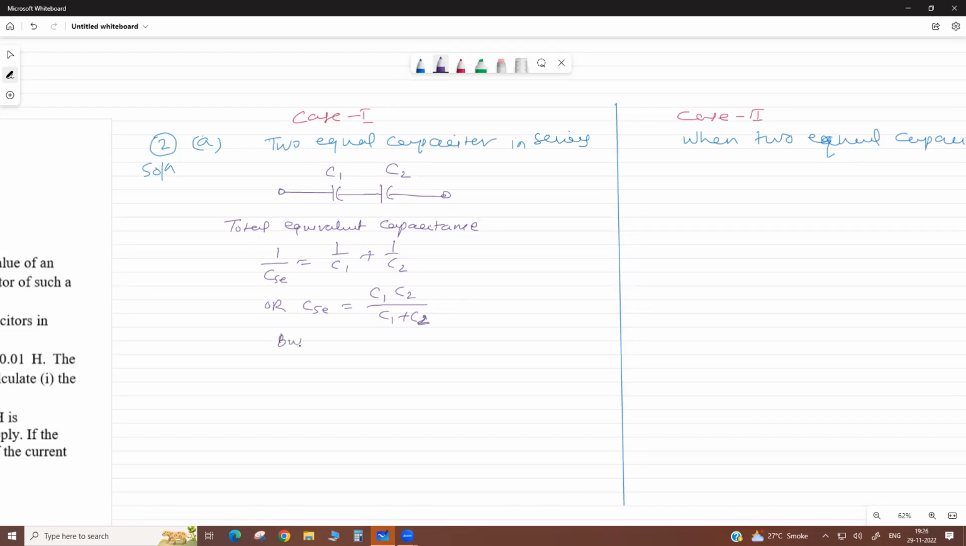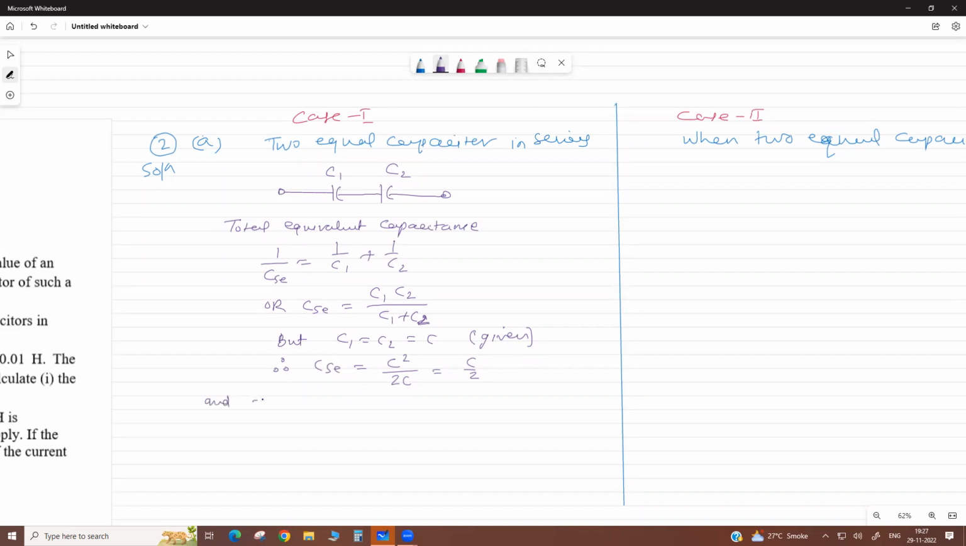But C1 equals C2 equals C. This is given in the question condition. Therefore, CS equals C square divided by 2C, or it is C by 2.